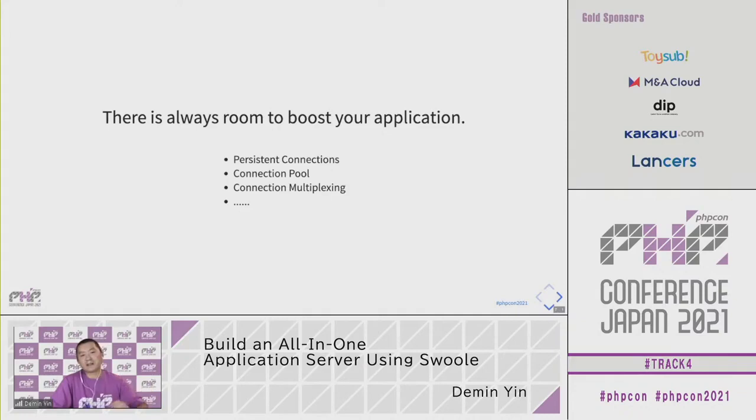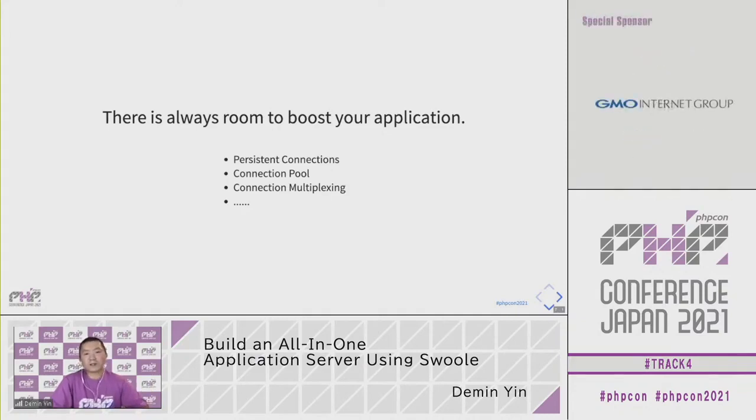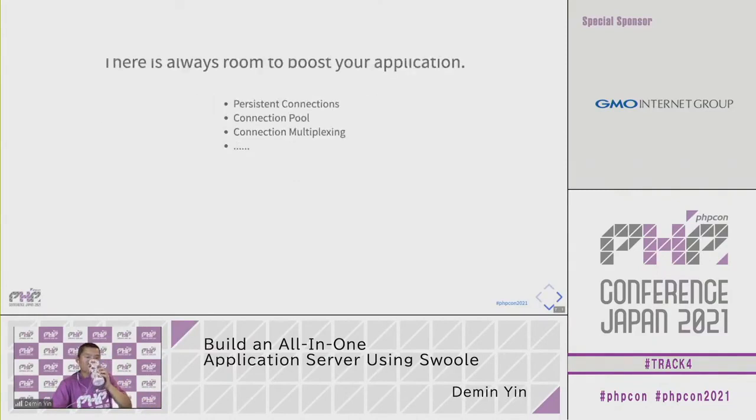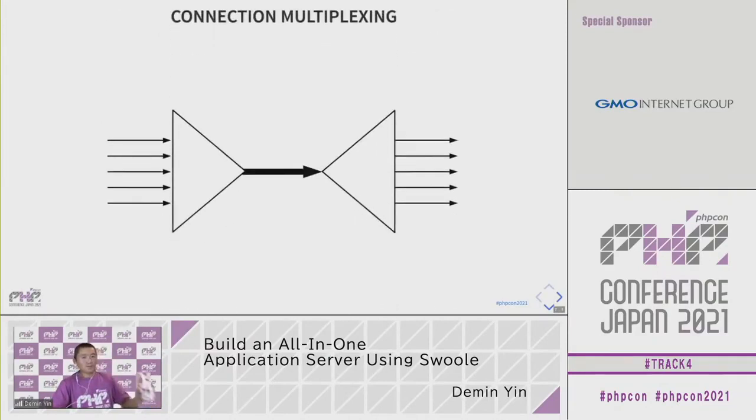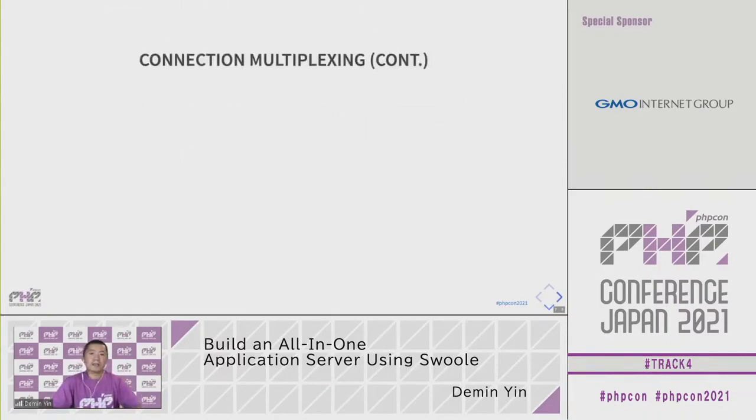But that's not enough. There are more implementations to make our server even faster, which is what I'm going to address: connection multiplexing. So what is connection multiplexing? This is not really seen in the PHP community, but it's kind of like this.